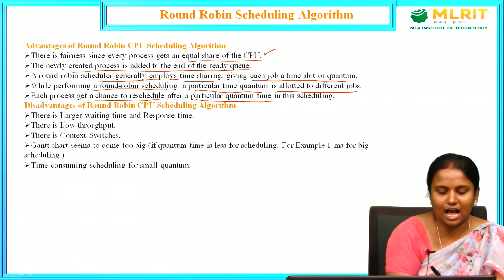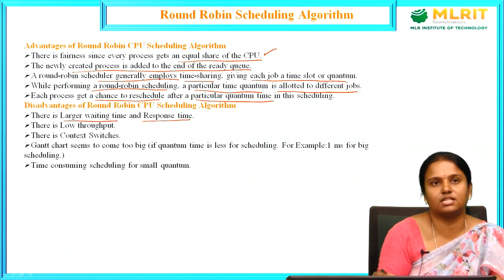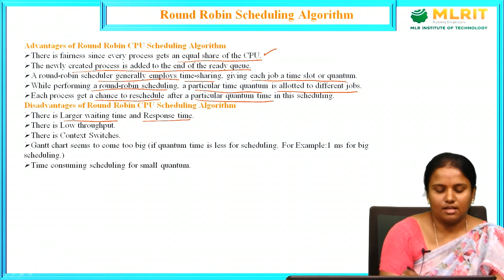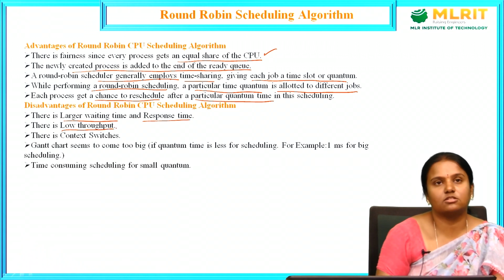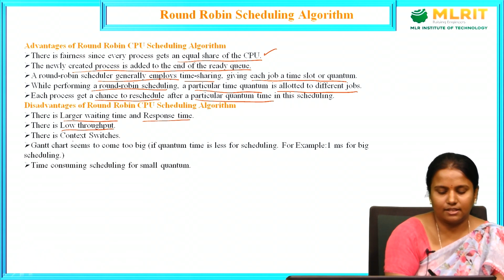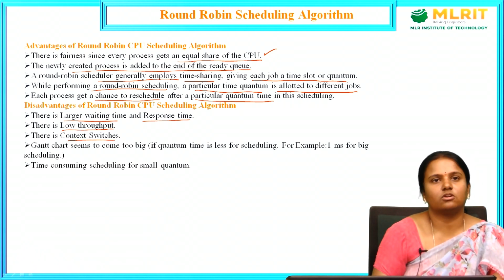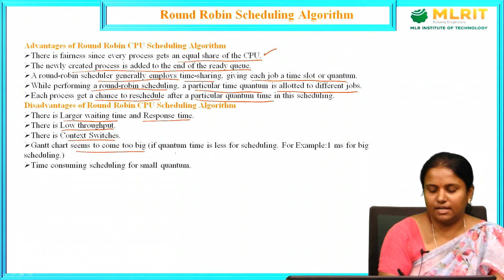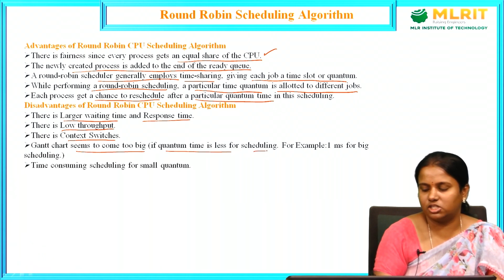There is larger waiting time and response time. So it consists of larger waiting time and response time. And there is low throughput, and there are context switches. The Gantt chart seems to become big if the quantum time is less for scheduling.